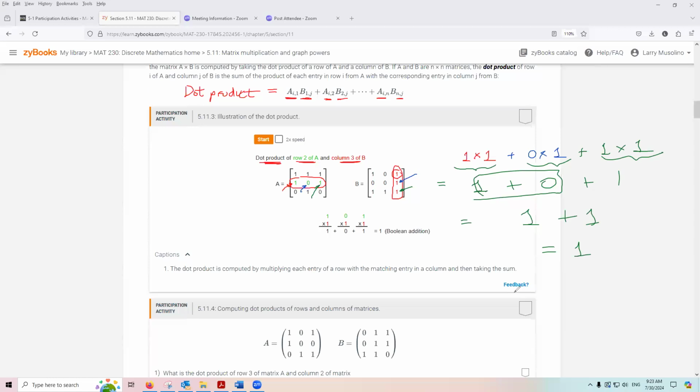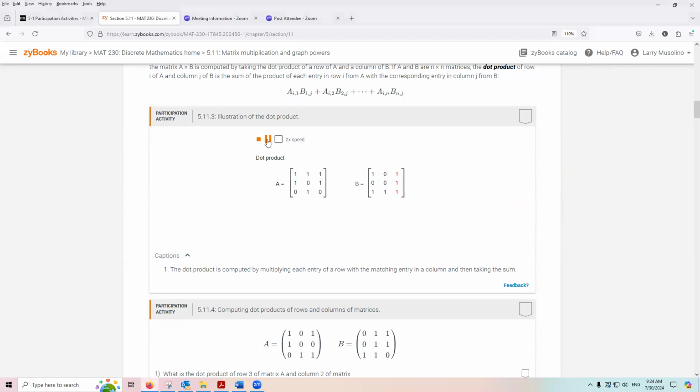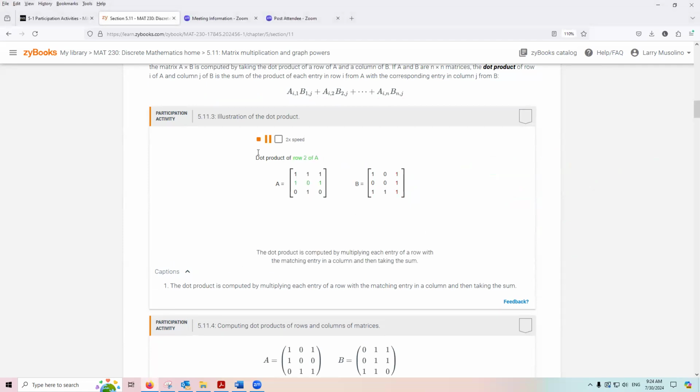Okay, so for a dot product, you have to take a row times a column, for example. You could also take a column times a row, but in this example, row times a column. What you do is you take each corresponding entry in the row, multiply it times the corresponding entry in the column, and then add together the results of those multiplications. Okay? And I think they show this to you in a little bit of an animation here in zyBooks. Let me show that to you. I think if you click here, Start, it's going to show you in an animation.